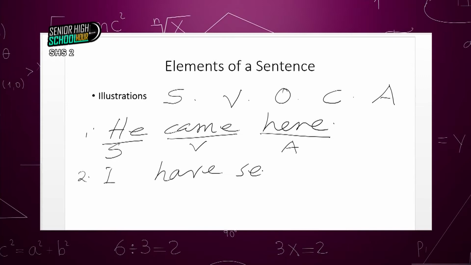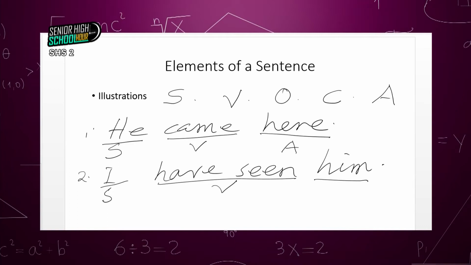I have seen him. Where is my verb? Have seen. Therefore, I is my subject. And him, can I start the sentence from there in a passive voice? He has been seen by me. Therefore, it is an object, as we said. Thank you very much. I hope you have learnt a great deal.